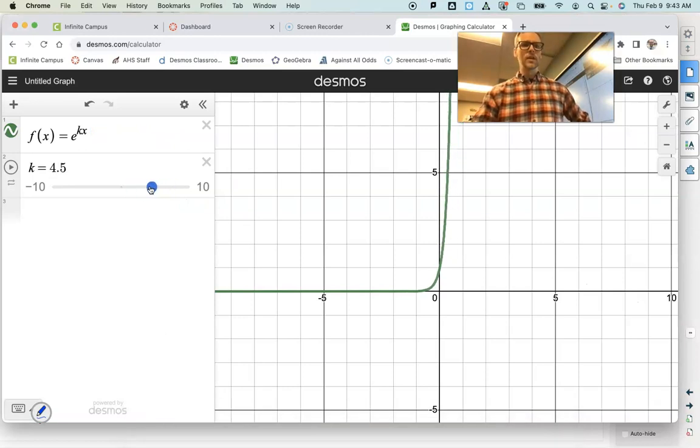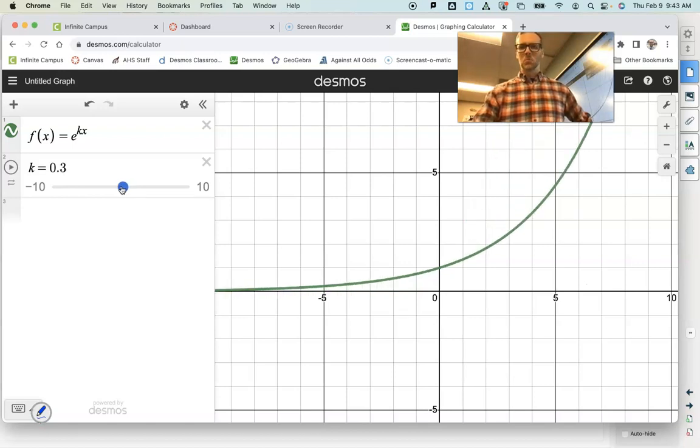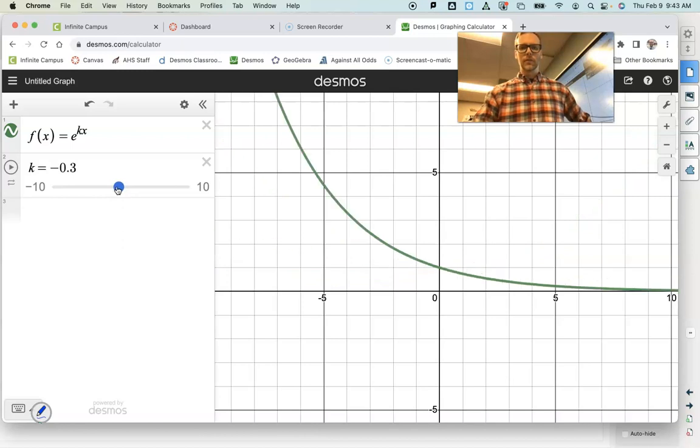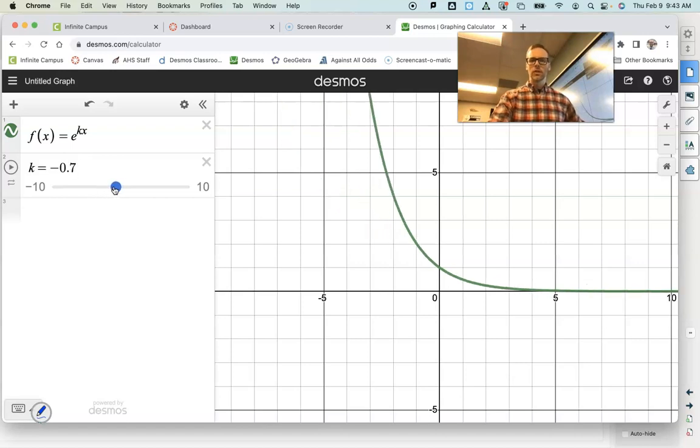That makes sense. Now what happens as we cross from k equals 1 to k being less than 1? It's growing slower, okay? I think that makes sense. How about as we cross when k is 0? When k is 0, we've now switched to exponential decay. Let me look at that right there for a second.